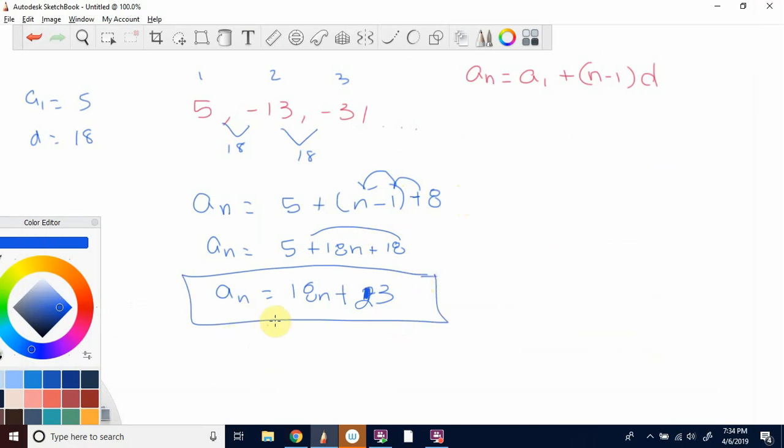They just want us to write a general equation. So now if I wanted to find the 100th term, I just do 18 times 100 plus 23, and I will know what that value is. Okay, let's look at the second one.